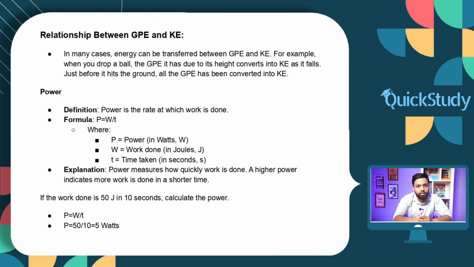So let's look at an example we can do with this formula. If the work done is 50 joules in 10 seconds, let's calculate the power. It's a very simple one. P is equal to W divided by T. Here work is 50 joules and the time is 10 seconds. So the answer would be P is equal to 50 divided by 10, which would be 5 watts. So power is calculated in watts. The unit of power is W, which is watts.